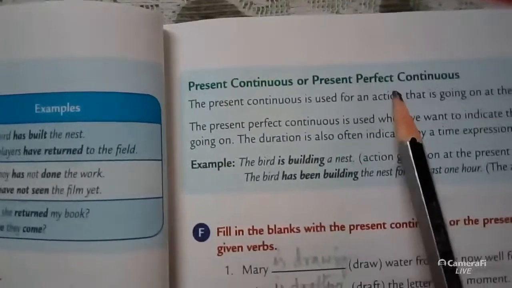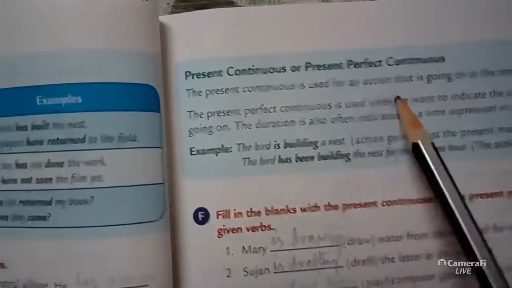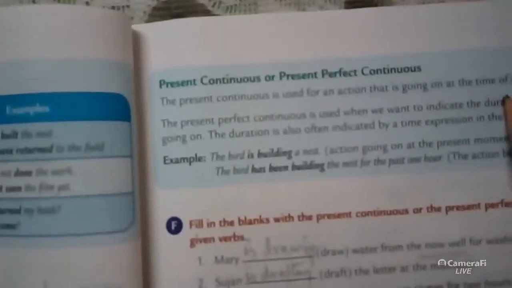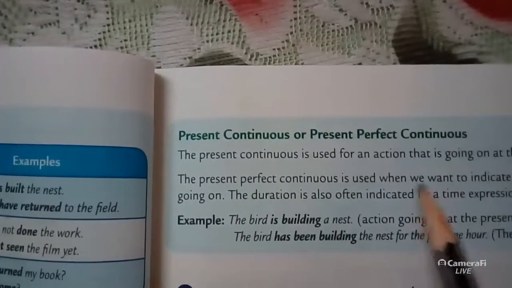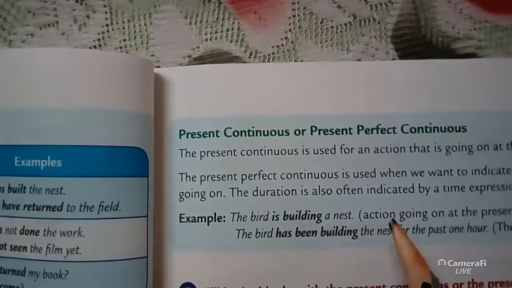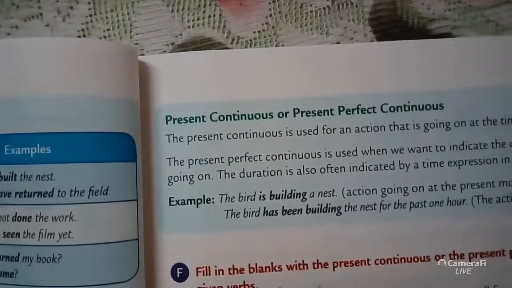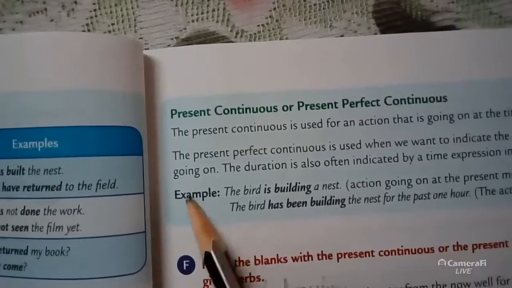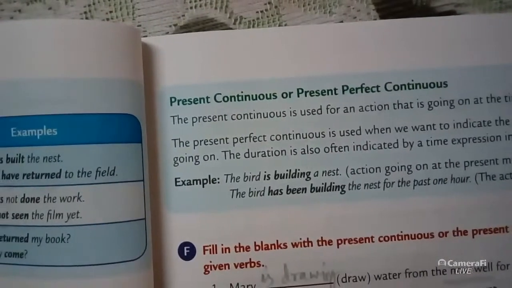And here, present continuous and present perfect continuous. The present continuous is used for an action that is going on at the time of speaking. That means when we are speaking, at that time the action is going on, like I am teaching, you are learning, the work is going on. But present perfect continuous is used when we indicate the duration for which the action has been going on. The duration is also often indicated by a time expression in the sentence.